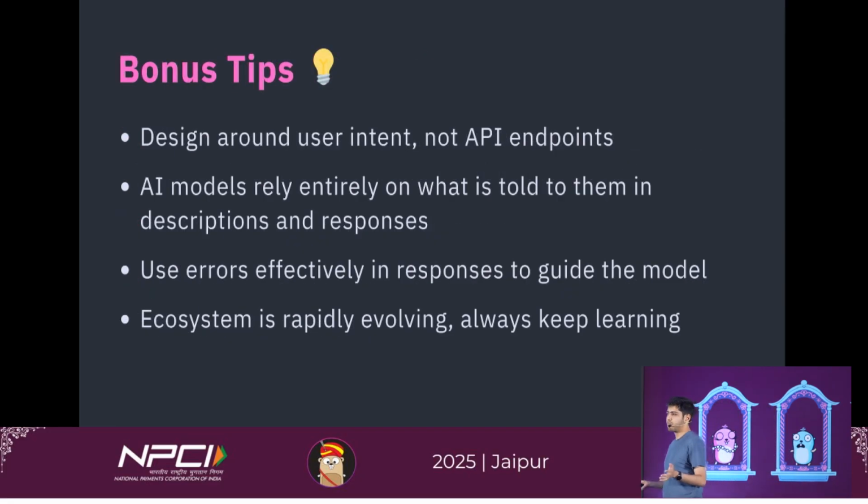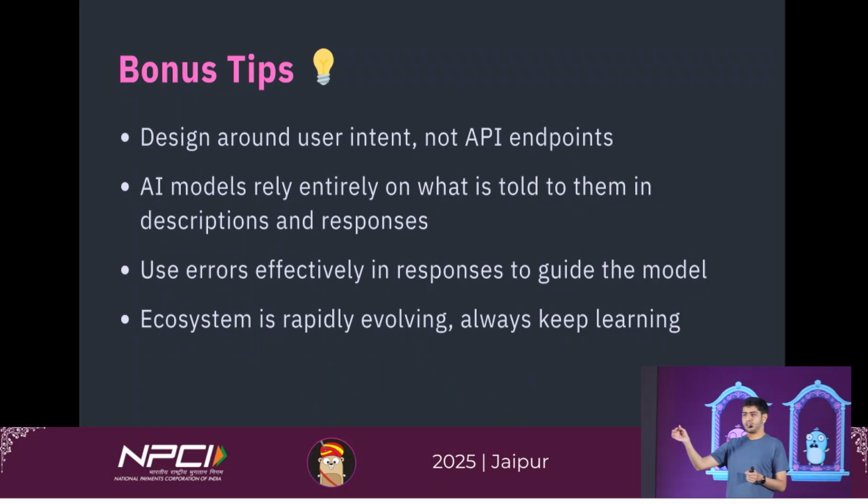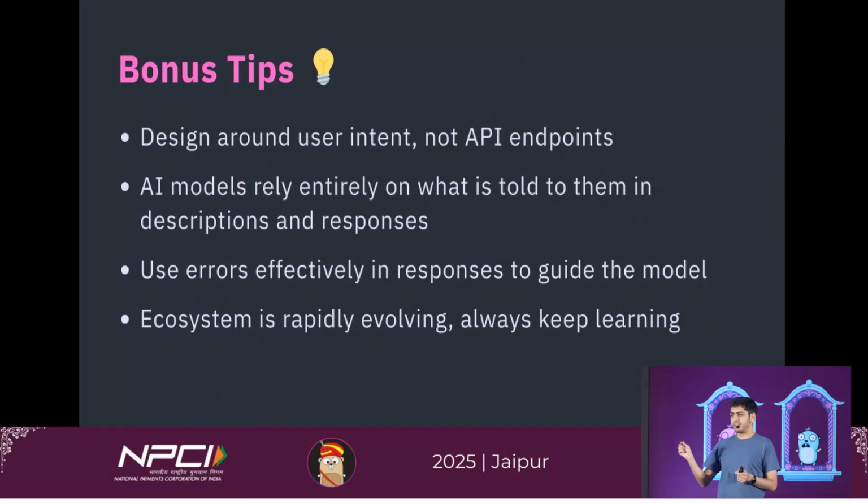And I guess some bonus tips if you're actually going to build one. First is to design around intent, not API endpoint. What it means is, let's say I want to add a user to a team. When I think of it in API endpoints, let's say the users are A and B, I will fetch all the users, I will get the user ID of user A and B, and then I'll make a post call to add user to team, and I'll then pass on the IDs.